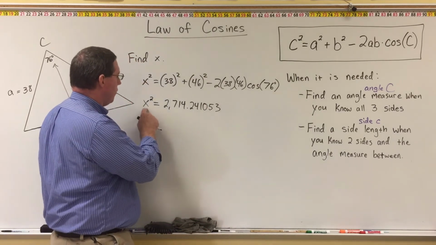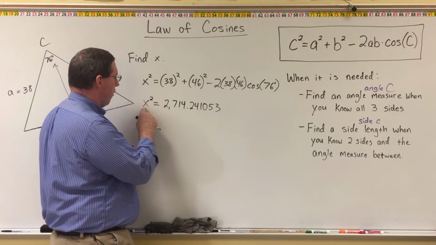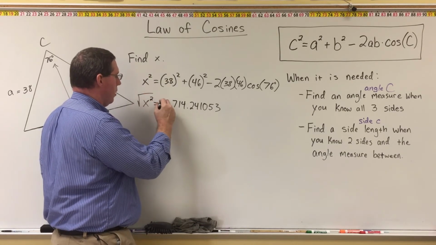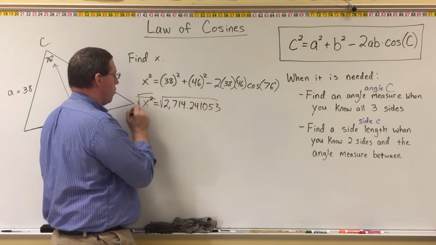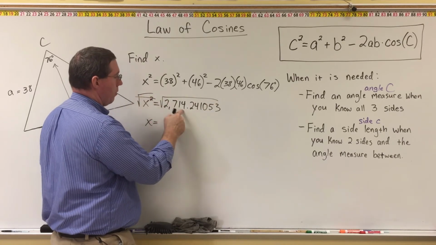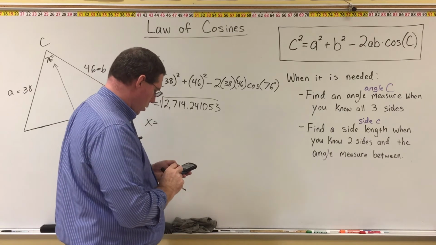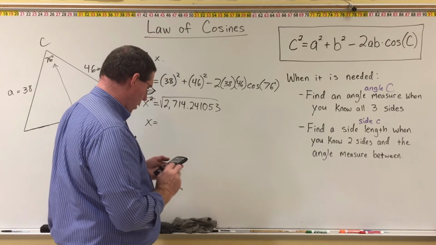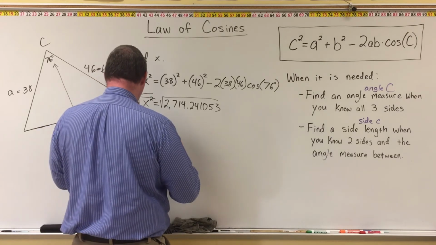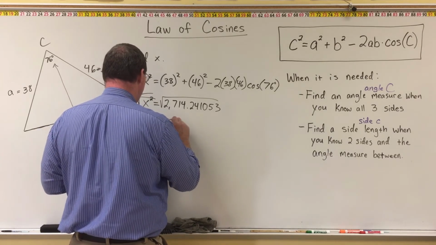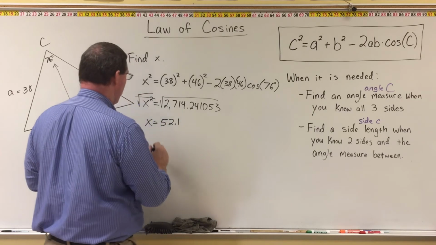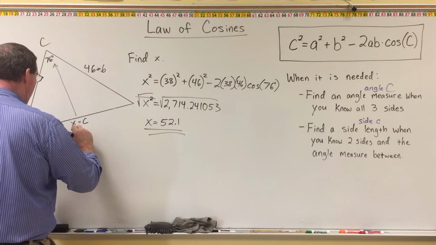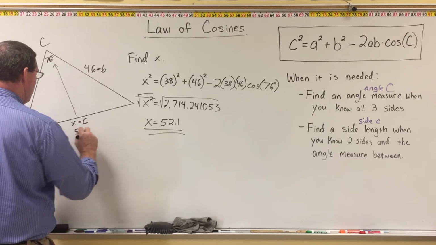All I have to do now is solve for x squared equal to this. So I just have to take the square root of both sides. The square root will cancel the square, and x is equal to the square root of this number. So I'm just going to take the square root of my answer, and that gives me 52.1. So x, this side length, is equal to 52.1.